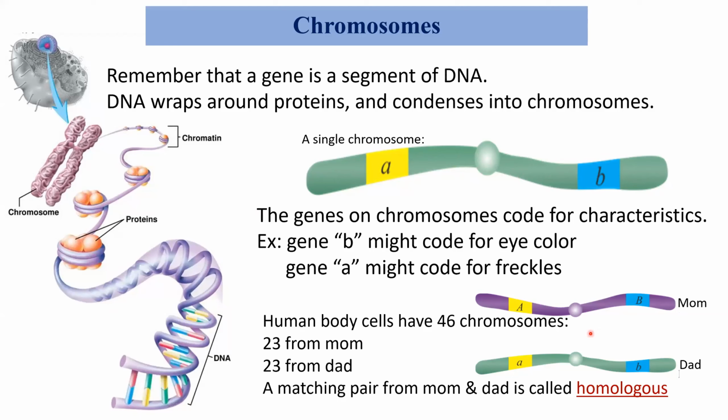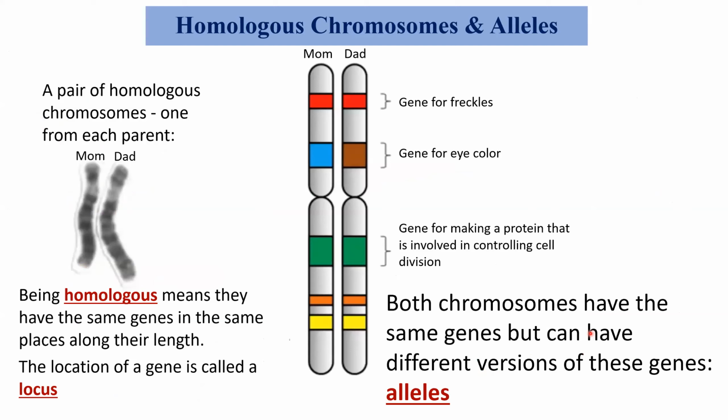So if we remember back to meiosis, our homologous chromosomes have to pair up in that first phase, prophase 1. So a pair of homologous chromosomes, one from each parent, mom and dad, is shown here. And when they're homologous, it essentially means that they are going to have the same genes in the same places along their chromosome. And the location of this gene is called a locus. So the locus for freckles would be here, and this is the location for the gene for freckles. So both chromosomes have the same genes, but can have different versions of these genes.